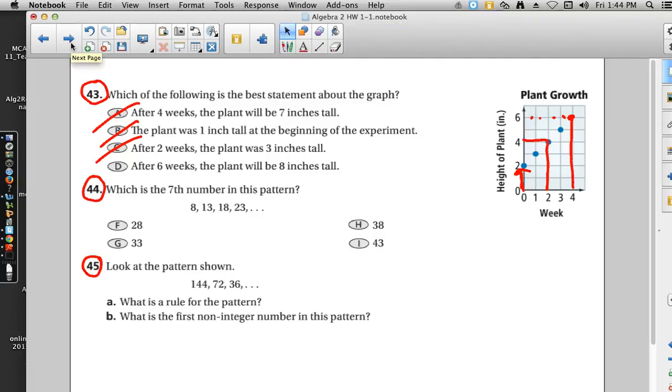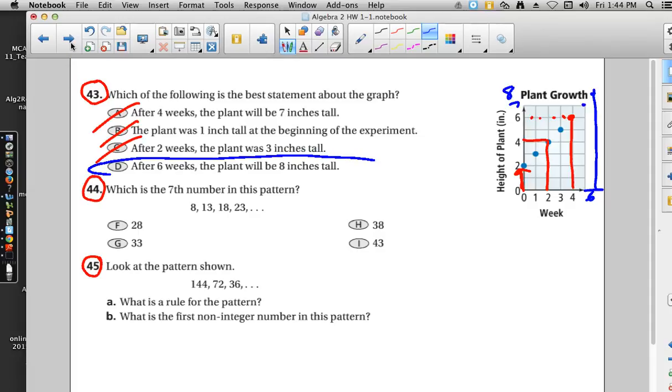After 6 weeks, 4, 5. Well, how am I supposed to know? There isn't even anything there. Well, I'll use the pattern. We're going up 1 and over 1, up 1 and over 1, up 1 and over 1, 7, 8. Bingo! There it is. So if we extend that pattern, we'll see it.